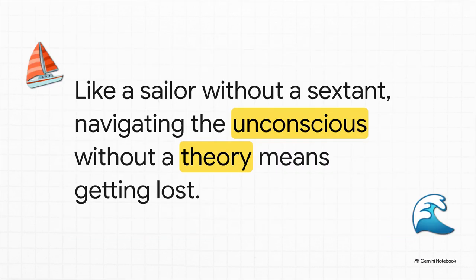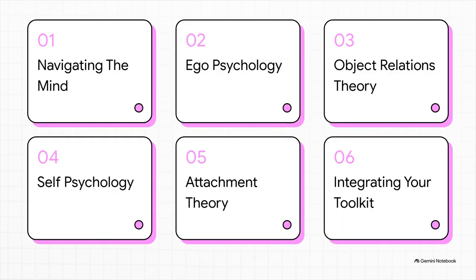The metaphor here is very deliberate. If you don't have a theoretical map to get you past merely cataloging a patient's symptoms, you are going to get lost at sea in the cavernous, dark waters of their inner experience. Diagnostic labels are fine, but we need more than that. We need a sextant to navigate the actual living reality of their suffering. So here is our roadmap for this explainer. We'll start with navigating the mind, then move through ego psychology, object relations, self-psychology, attachment theory, and finally wrap up with integrating your clinical toolkit.